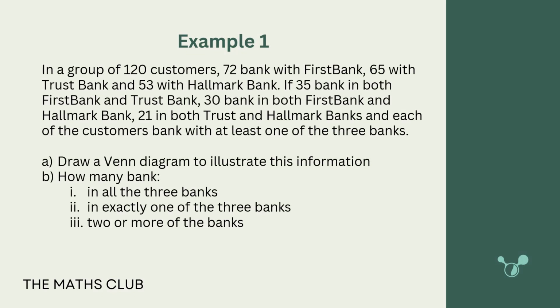So we should draw the Venn diagram, and then we should find out how many bank in all 3, exactly one of the 3, and then 2 or more banks.